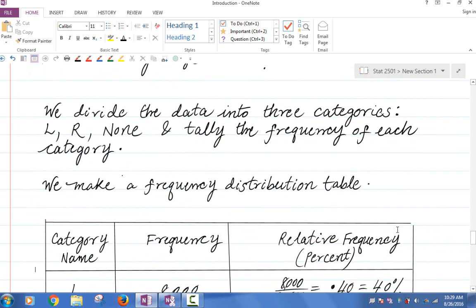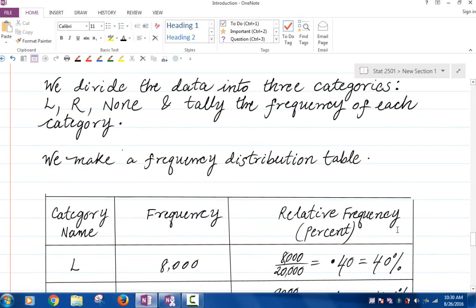In order to organize the data in this case, we will divide the data into three categories, L, R, and none, and tally the frequency of each category. Basically, we make what we call a frequency distribution table. It's a table where I'm going to have the category name, the frequency of each category, and the third column is the relative frequency, and I'm going to explain what that is. That's basically the percent frequency.